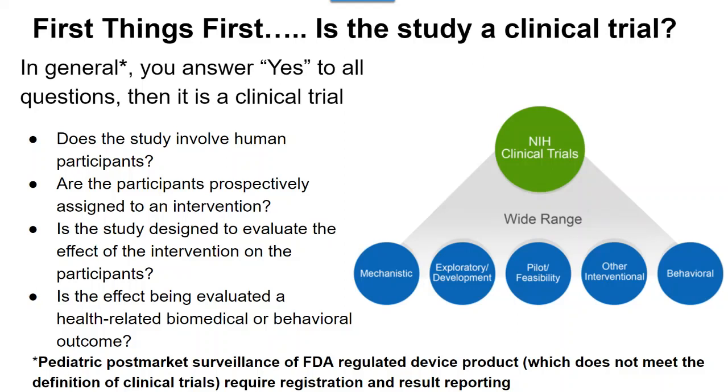So clinical trials include pilot studies and behavioral interventions. For example, if an investigator wants to assess the effect of an educational program on hospital readmission. So here the education program is the intervention, and hospital readmission is a behavioral outcome. So that is a clinical trial per NIH definition. And their definition also includes mechanistic trials. Those are considered early translational studies.